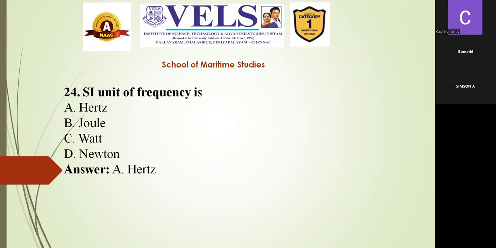So N is equal to 1 by T. Always, frequency is inversely proportional to the time period T. So we can write F is equal to 1 by T. The SI unit of frequency is Hertz.